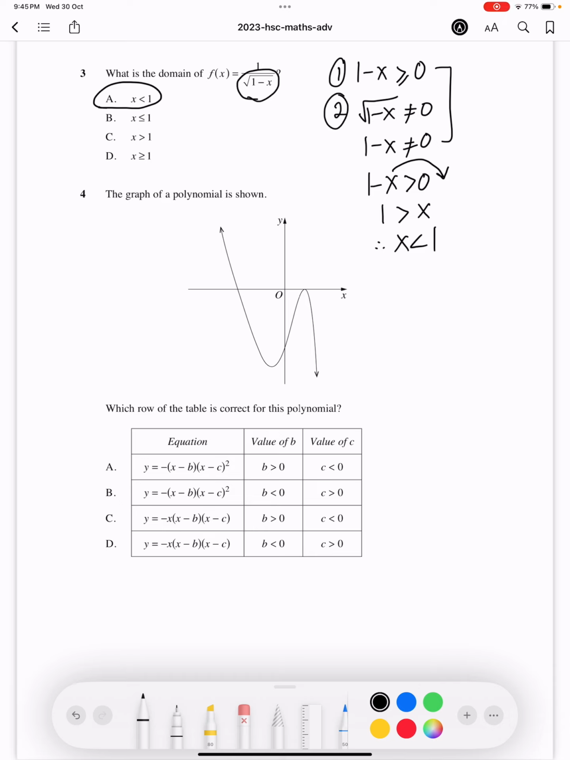Let's have a look at question 4 now. Question 4 says the graph of a polynomial is shown. Which row of the table is correct for this polynomial? So, automatically from the shape of this curve, I can see that this is a cubic curve. We can also see that there is a single root at that point and a double root at this point.